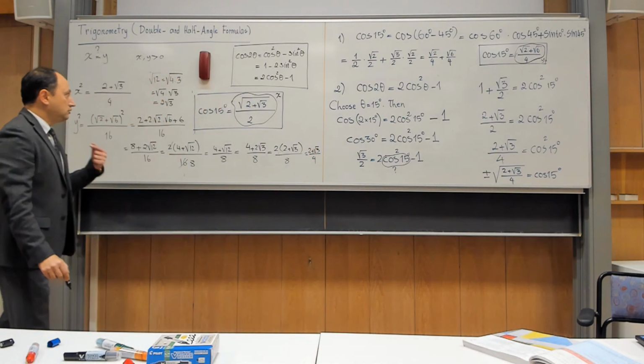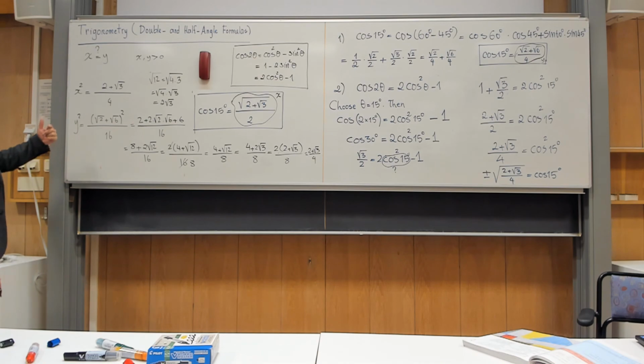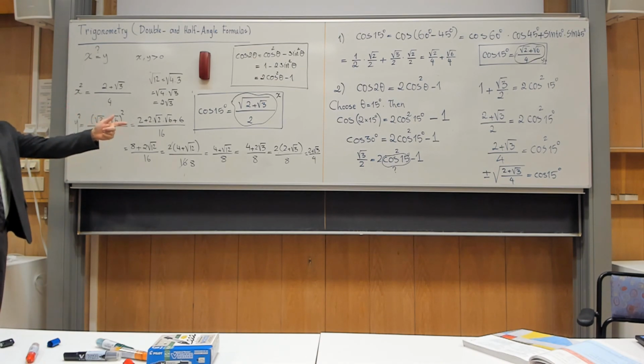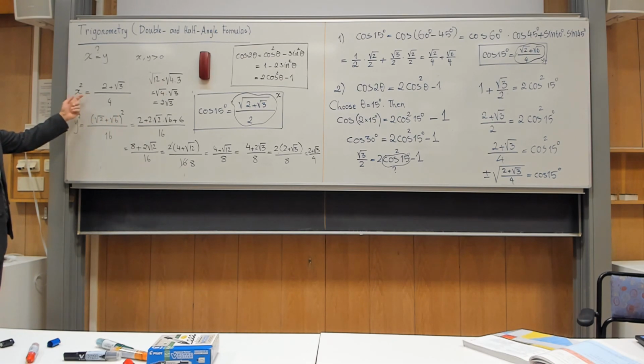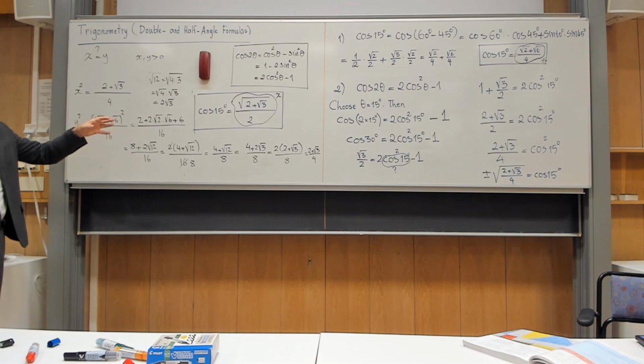So you need to understand the logic. The logic was to compare x squared and y squared. You see that x squared and y squared are exactly the same on the one hand. On the other hand, you know that both x and y are positive. So there is no other chance except that x is equal to y. So this is the reason that x is equal to y.